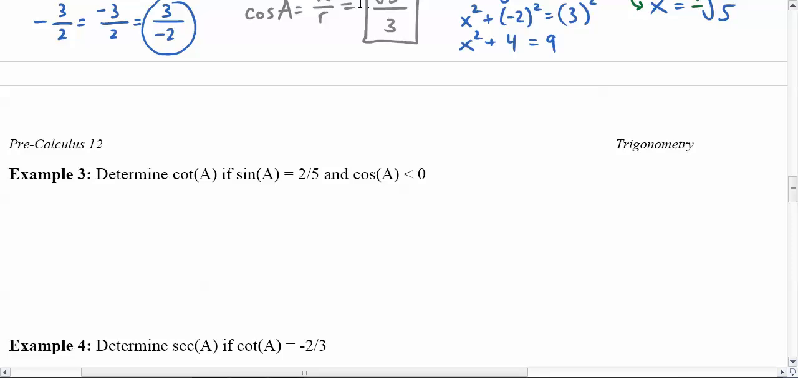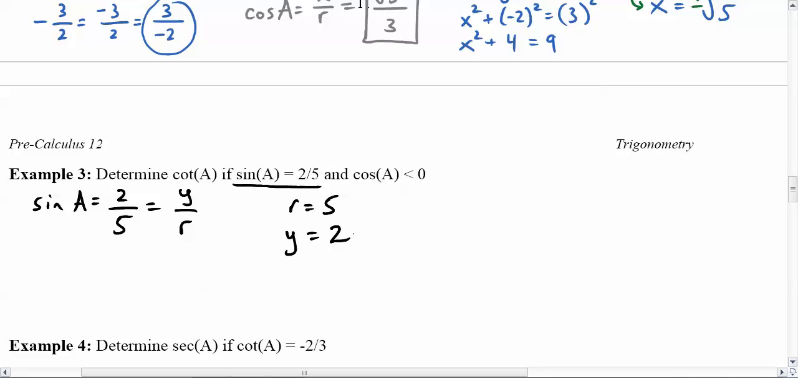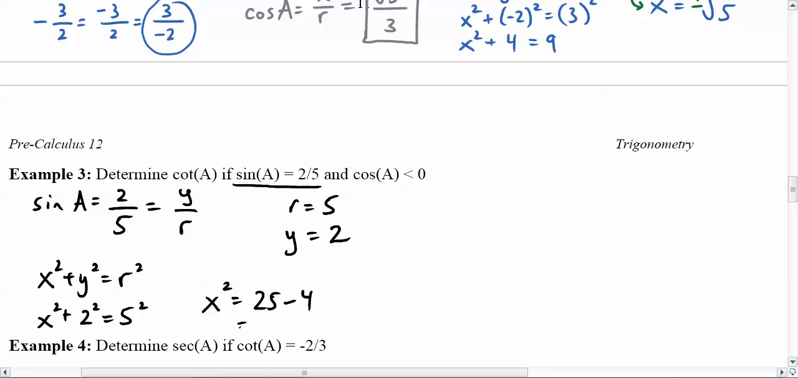So first start with what you're given. We're given that sine A is 2 over 5, and from the first page, sine is y over r. R always has to be positive, so that means r must be positive 5, which means that y has to be 2. Now using x squared plus y squared equals r squared, I can find the x value. x squared plus 2 squared is 5 squared. So x squared is 25 minus 4, or 21. So if I take the square root on both sides, I have positive root 21 or negative root 21.